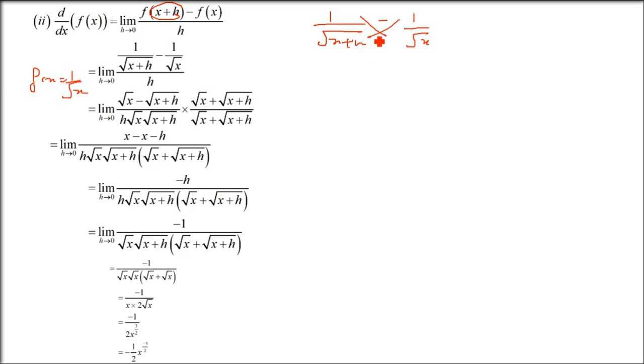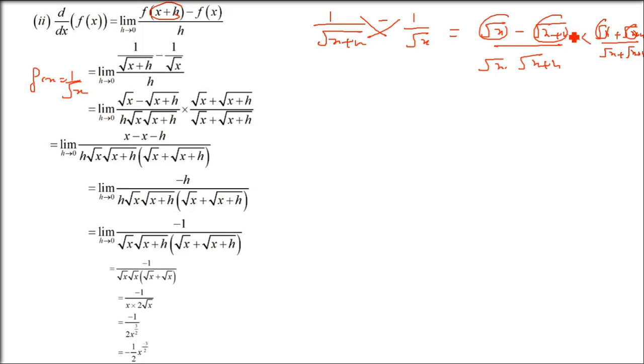So just put it here, take the LCM: root x minus root x plus h, divided by root x and root x plus h. Okay, now multiply it by the RF, rationalization factor, that is root x plus h. Denominator also you multiply by root x plus h. So a minus b, a plus b, so a squared minus b squared it will be. So you have under root x whole square is only x minus under root x plus h whole square is x plus h. And this will remain.